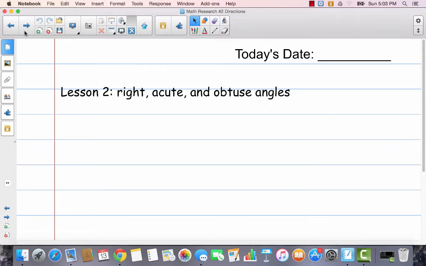All right, so I want you to go ahead and get your journal ready, but I'm going to tell you we're not going to be writing anything in your journal for a little bit, but I do want you to go ahead and write today's date. Lesson 2, right, acute, and obtuse angles. You're going to need that circle, so go ahead and cut it out. You're going to need that right at the beginning here.